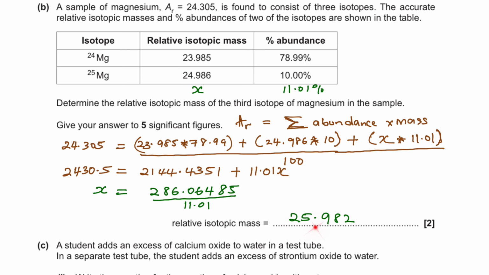It has to be in 5 significant figures. 1, 2, 3, 4, 5. So the question says 5 significant figures here, so that has to be in 5 significant figures.